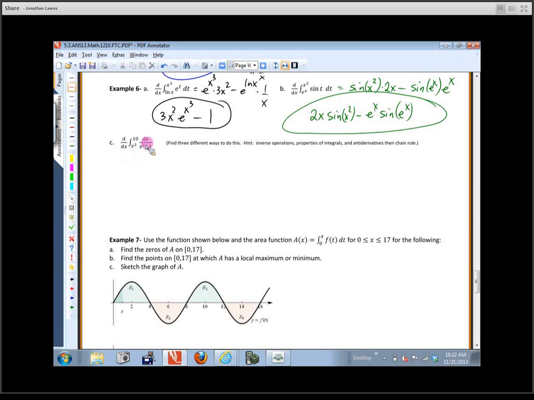How are they related? Well, you just take the integrand and you plug in the upper limit. So that's going to be 1 over 10 squared plus 1 times the derivative of the upper limit. Okay. You with me? The derivative of an integral is the integrand.